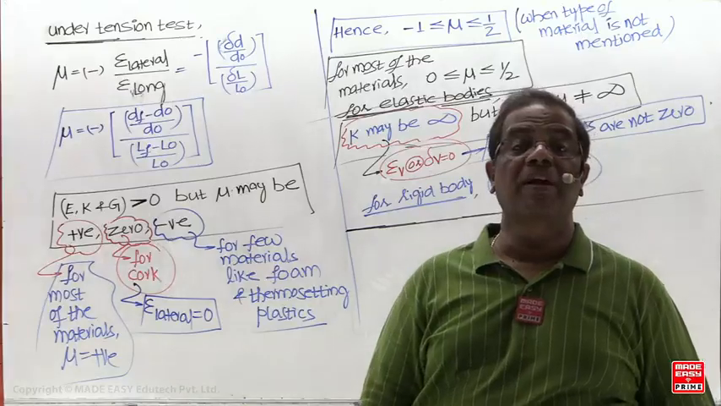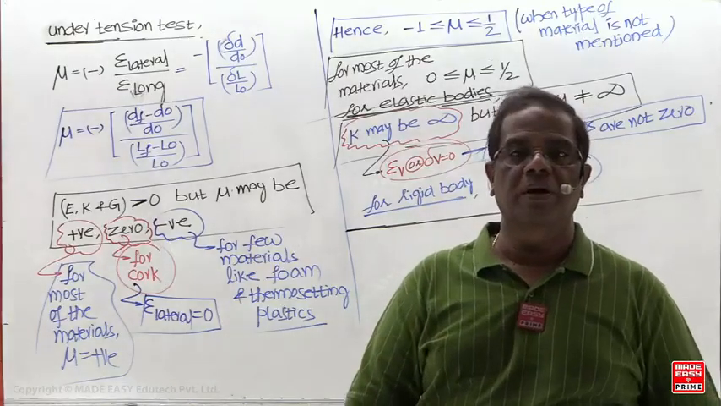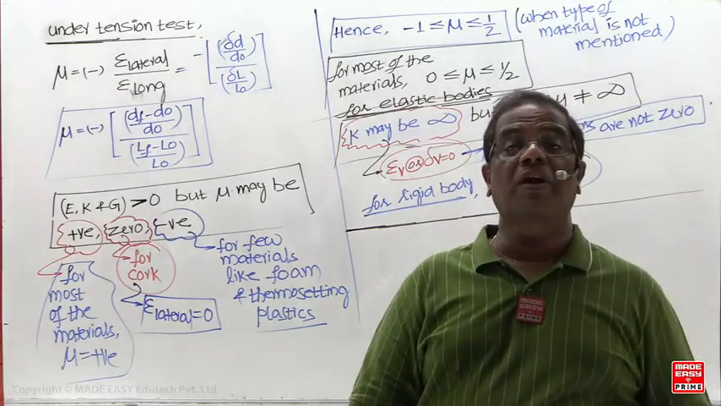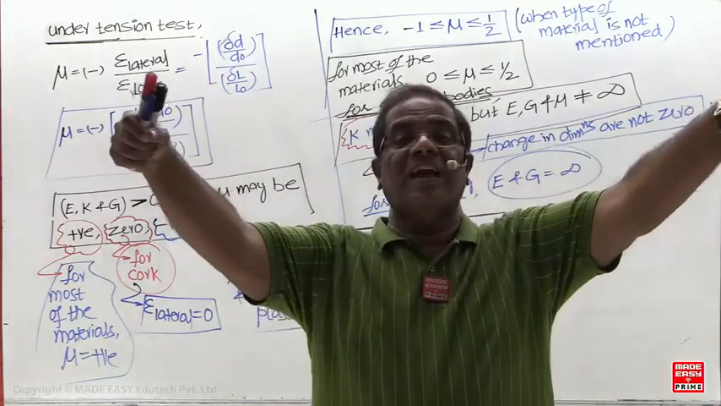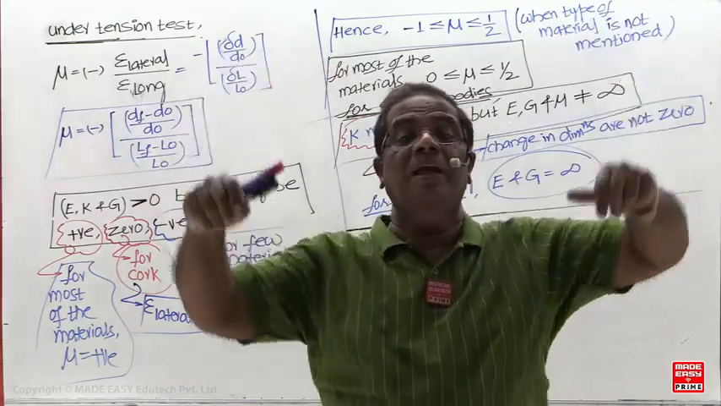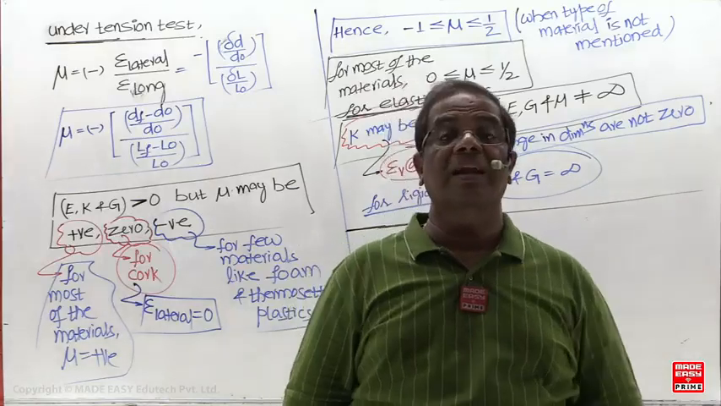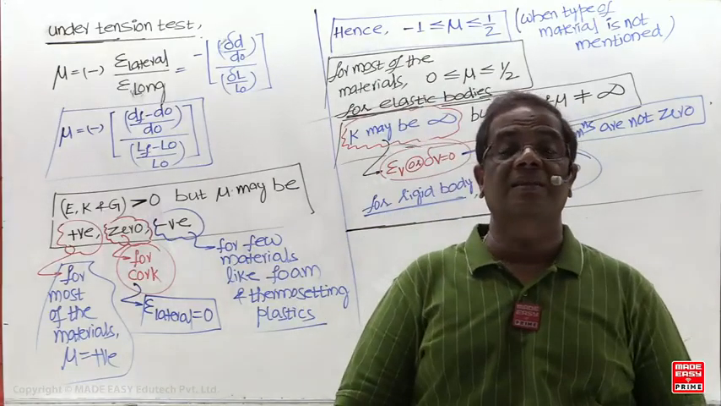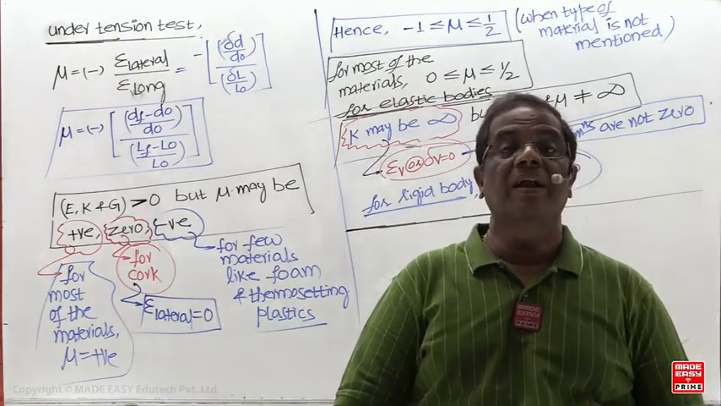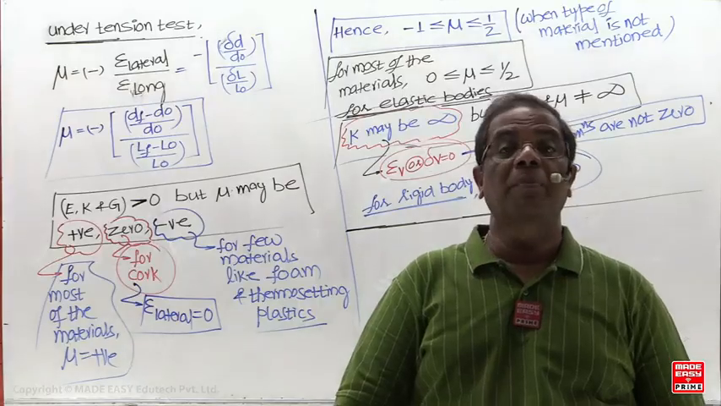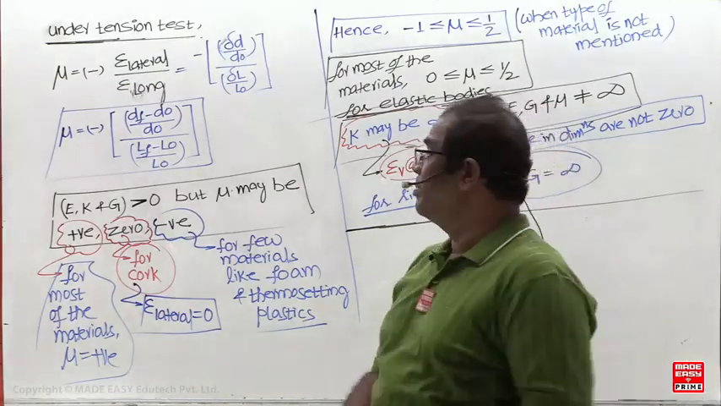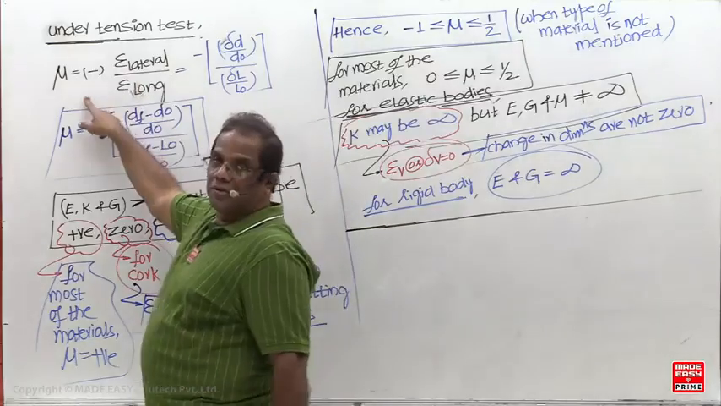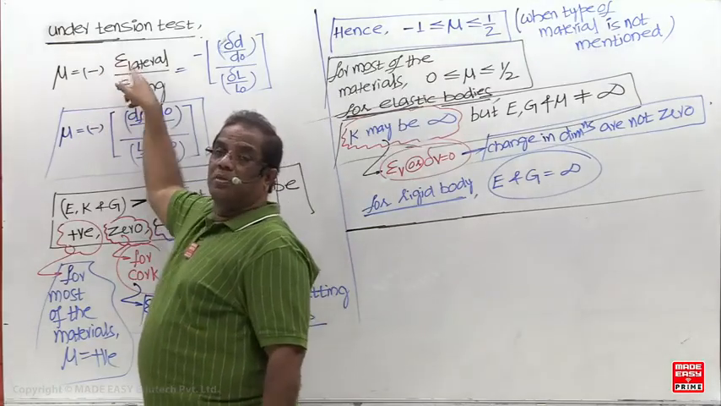That is possible when mu is positive. But when mu is negative, both are alike in nature. Generally, when a bar is pulled, length will increase, while width and depth decrease. Longitudinal strain and lateral strain are unlike in nature. That is possible when mu is positive. But when mu is negative, both are going to be positive or both negative.